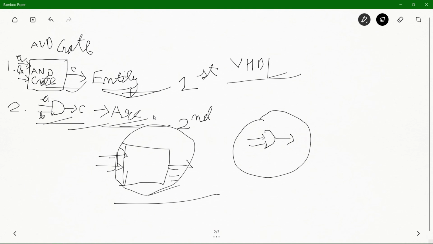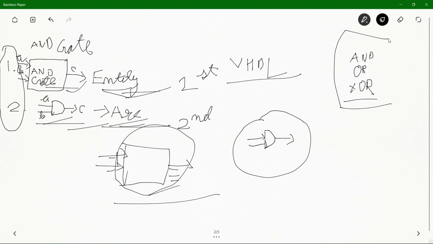In my next lectures, or next sessions, I am going to tell you how we can design different types of gates, like AND gates, OR gates, XOR gates, whatever gates we want to design. Just by following these two basic steps, we can design any kind of gate, right? So in my next session, I am going to discuss how we make these kinds of gates with the help of these two basic steps.